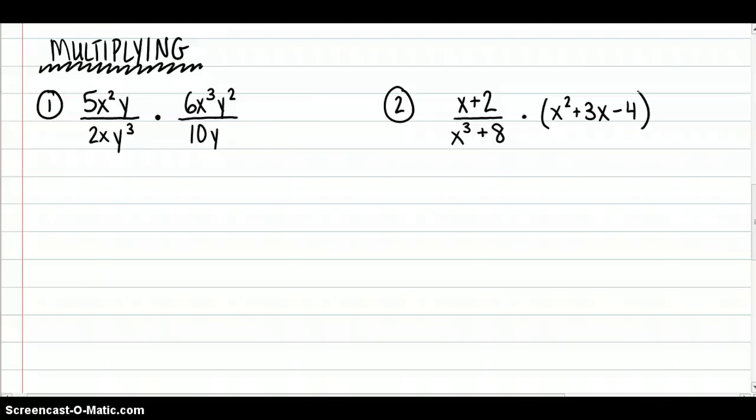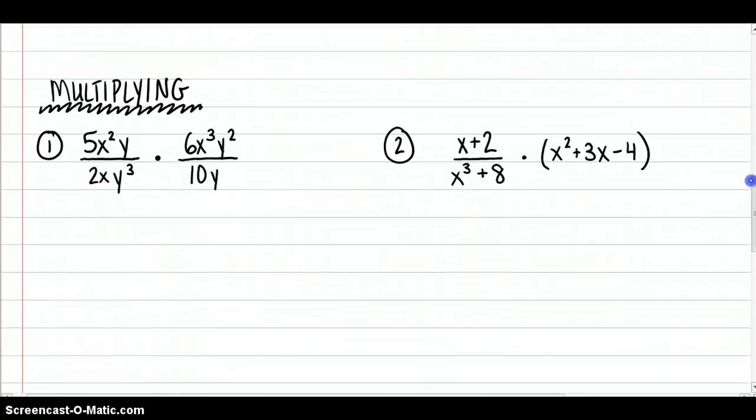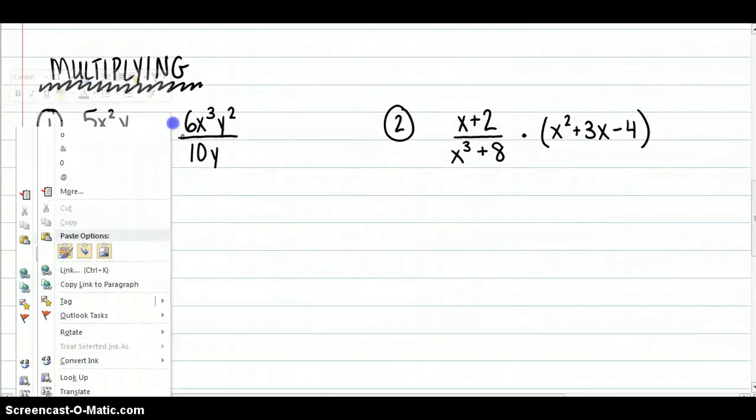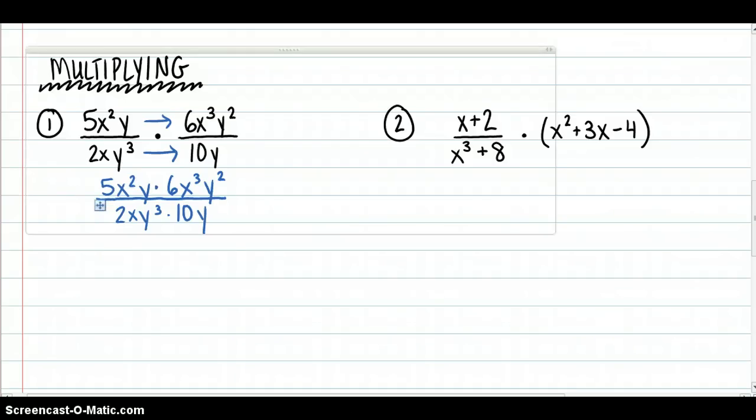Number 1, we've got 5x squared y divided by 2xy cubed times 6x cubed y squared divided by 10y. Alright, well, think back to those two problems we did at the beginning. When I multiply fractions, we just multiply straight across. So my first step here is just to multiply straight across. On top, that gives me 5x squared y times 6x cubed y squared, all divided by, on the bottom, 2xy cubed times 10y. Okay, once you've gotten to this point, you want to multiply everything you can, simplify it completely, and then we'll divide whatever we can.